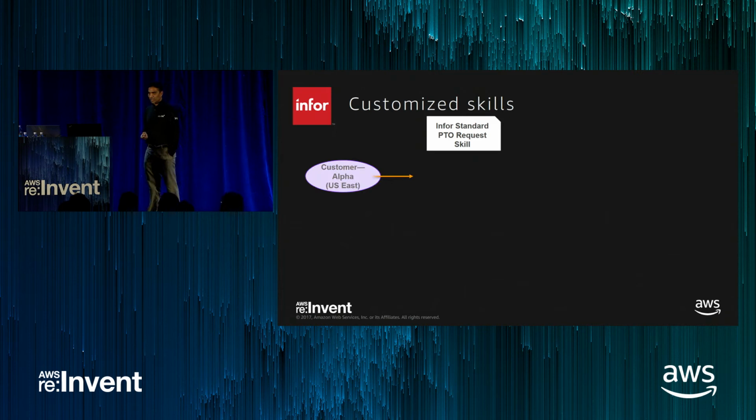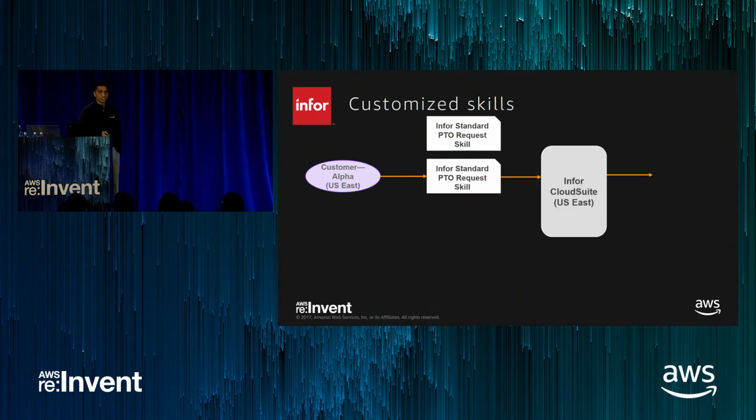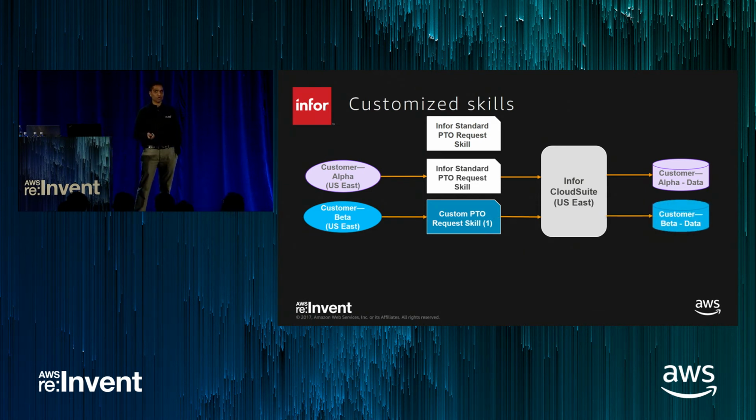So let me take one example. Let's say customer Alpha is in US East, and they have purchased our HCM Cloud Suite, and we have provisioned that to them, and automatically the PTO request skill is available to them, and they could use it. And the way in which the solution is architected, that skill will only access data pertaining to that customer. If we have another customer, Beta, in US East itself, but they prefer to customize our PTO request, they want to modify the skill.